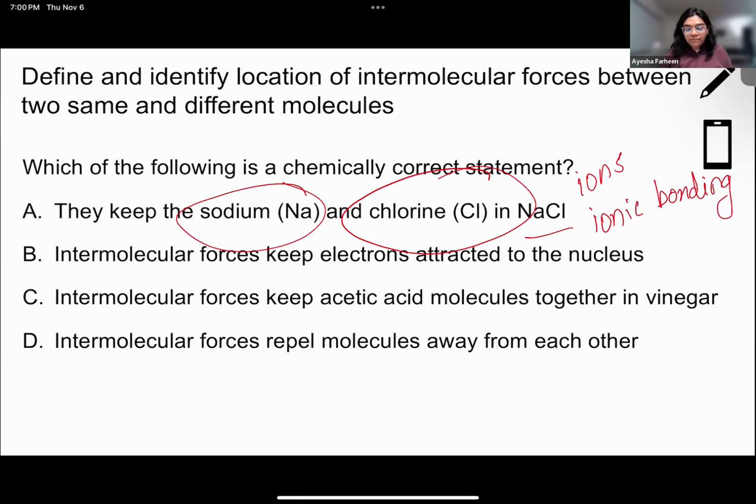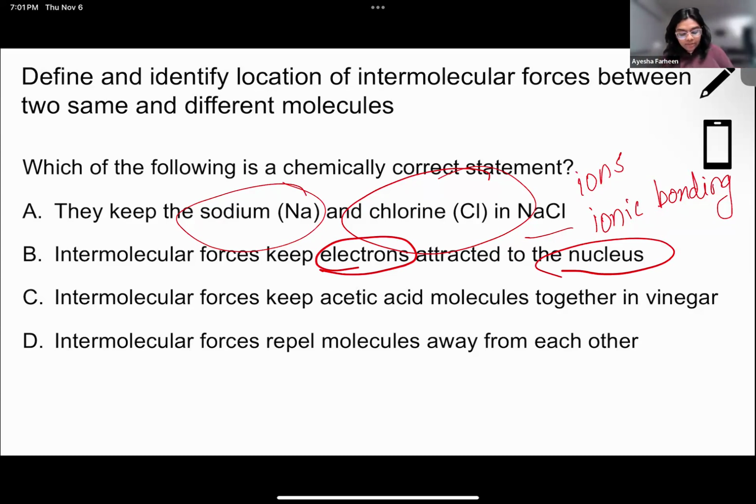Okay, intermolecular forces keep electrons attracted to the nucleus. Yes, intermolecular forces are between those partial positives and partial negatives. However, they are between molecules, again, not between electrons and nucleus. If you remember from our earlier chapter, this is a different type of force.